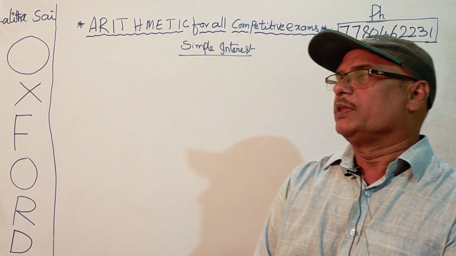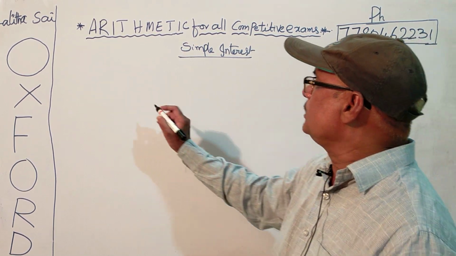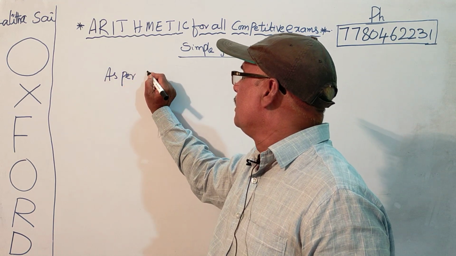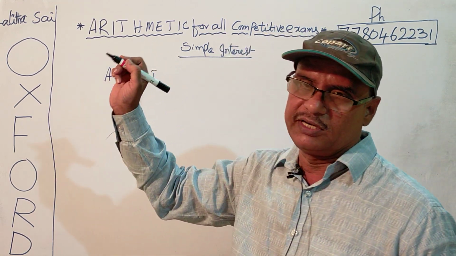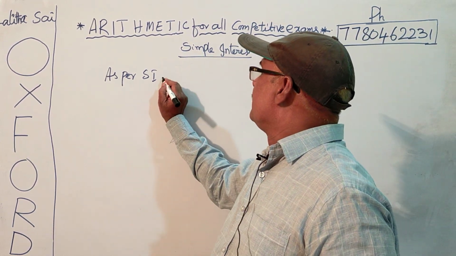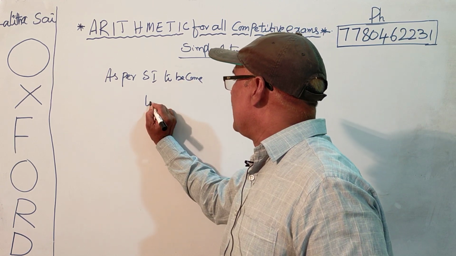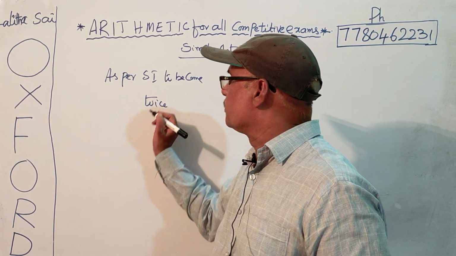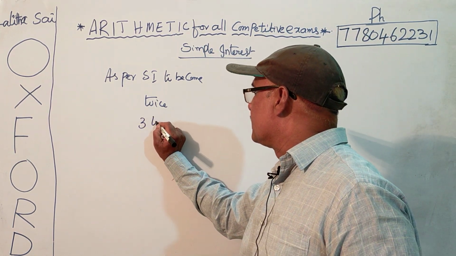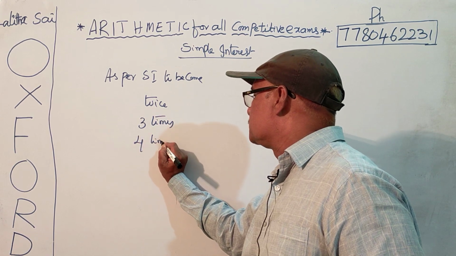Okay, next 20. Again, let's move to the other one. As per SI, simple interest, to become twice, what is the formula for becoming twice? And what is the formula for becoming 3 times? And what is that for 4 times?